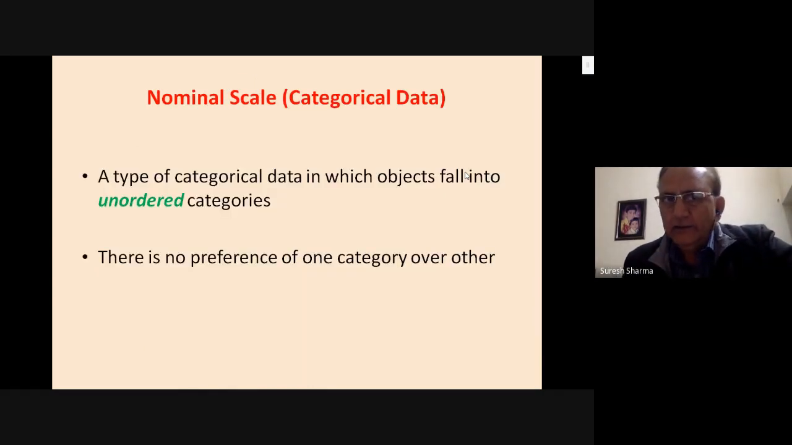So categorical data, nominal scale, first of all, a type of categorical data in which objects fall into unordered categories. That means you cannot order them, that this will come first and this will come later. Or you can say there is no preference of one category over the other. So bottom line is, if all the categories are given equal weightage, then we say that our data belongs to the nominal scale.